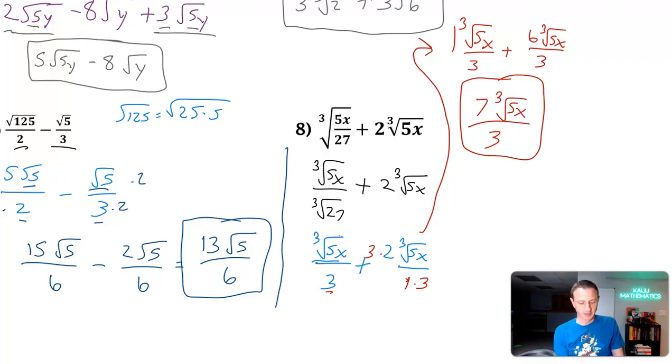So the catch here is that I have the cube root of 27, which is 3, so then I have to make both denominators 3. And then we were able to combine like terms on the top.